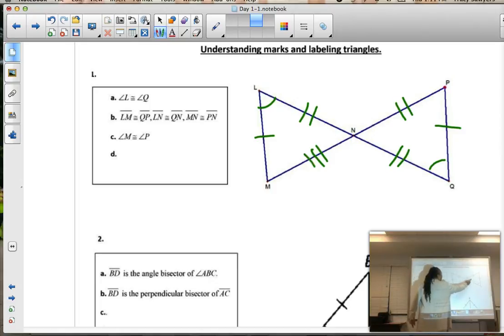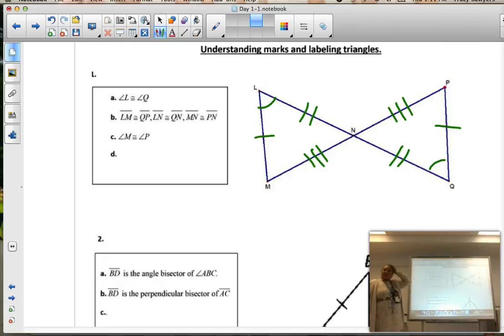Why are we putting 3 ticks, Nacella? Because those are the ones that are not with L and Q. Perfect. If I had put 2 ticks on these, then that would have meant, as Nacella said, that LN and QN, that all 4 of these are congruent. Very good. All right, let's keep going.